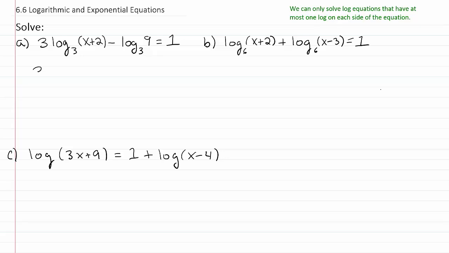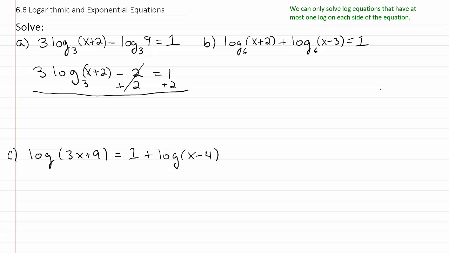So we can rewrite this as 3 times the log of x plus 2 base 3 minus 2 is equal to 1. And then from there, we're able to add 2 to both sides to isolate the log, right? Because when you have a log equation that only has one log in it, you want to isolate the log, right? Get it by itself on one side of the equation. So we add 2 to both sides, and we end up with 3 is equal to 3 times log of x plus 2 with a base of 3.